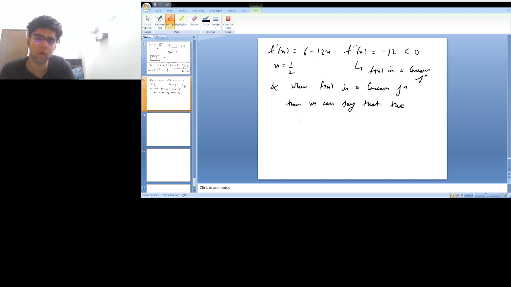So when f(x) is a concave function, then we can say that the interior stationary point is a global max.